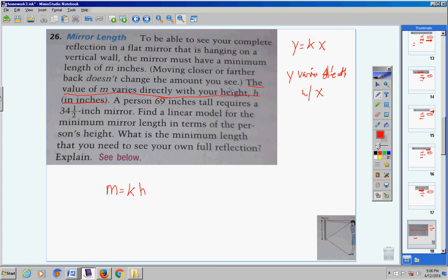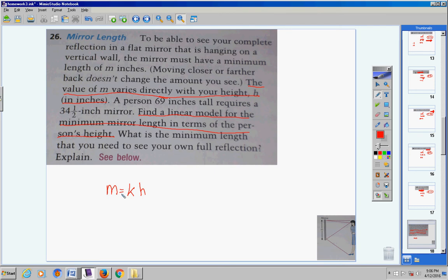If it would have said m varies inversely with h, then m varies inversely with h, just like y equals k over x. Same thing, okay? So that's a big help, what I have right here, because I now have a model I can use, or kind of a model. Now, they want us to find a linear model for the minimum mirror length in terms of the person's height. So they want us to find a model here.